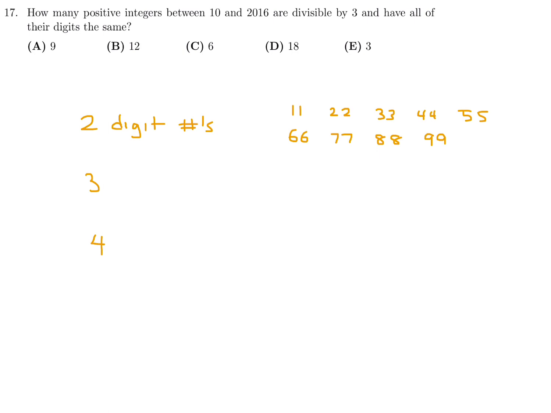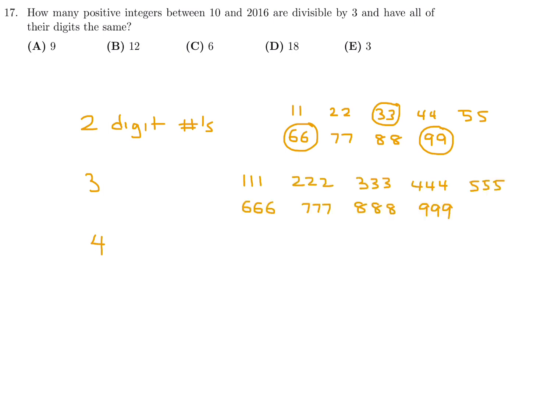Now, how many of these are divisible by 3? 33 is, 66, and 99. Okay, let's do the same thing now. 3-digit numbers. So we got 111, 222, and so on. All right, so now let's see which ones are divisible by 3.